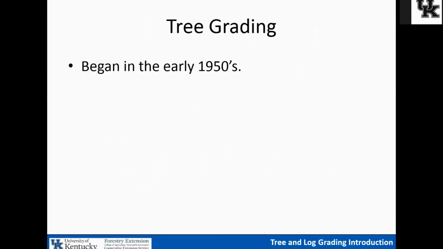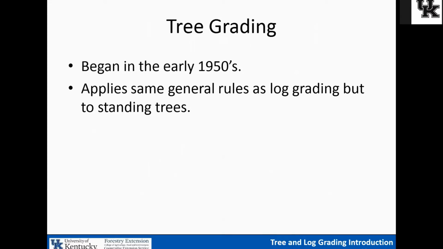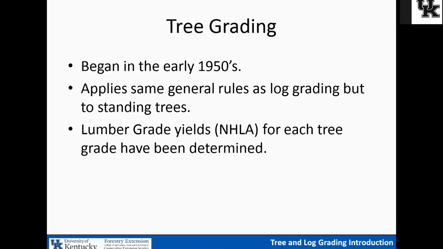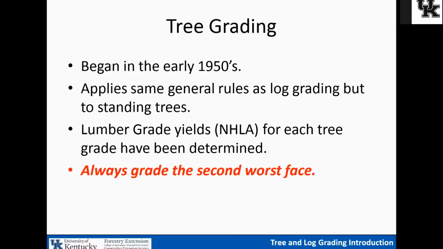So with tree grading, it began in the early 1950s. It applies the same general rules as log grading does, but to standing trees, and it's designed that way so that the tree grading rolls into the log grading system, and that log grading system rolls into the lumber grading. And so lumber grade yields, as I was saying, for each tree grade, have been determined using NHLA grading rules. With tree grading, it's important to remember to always grade the second worst face.